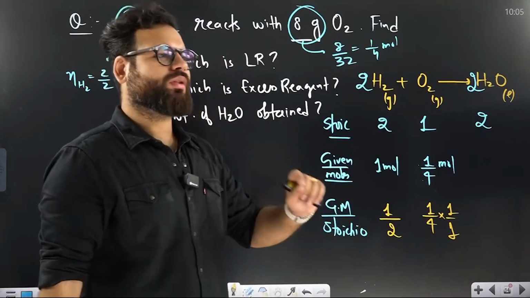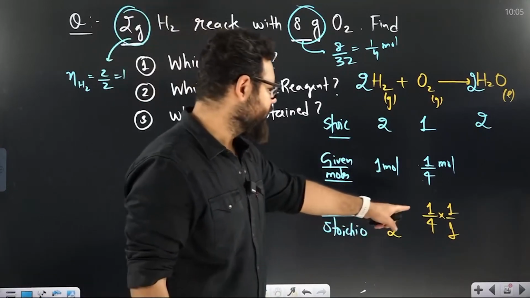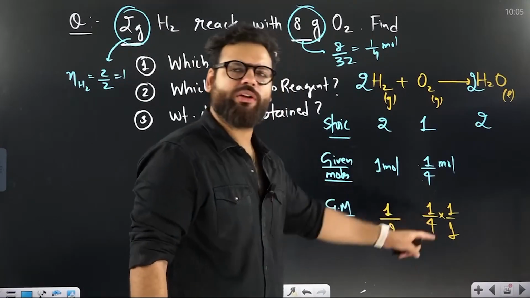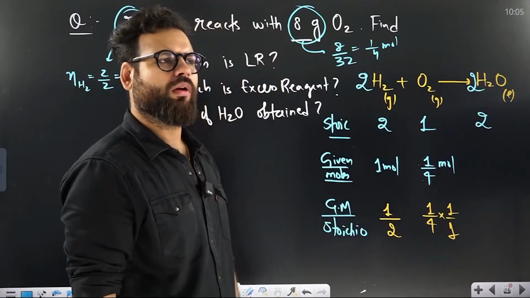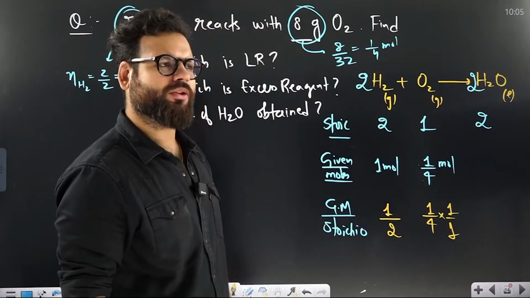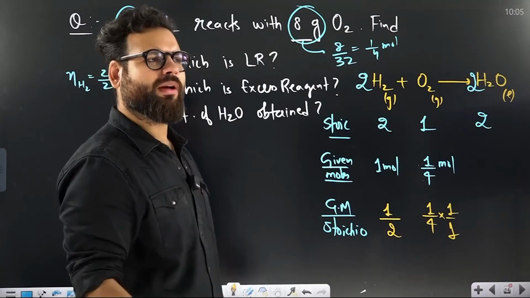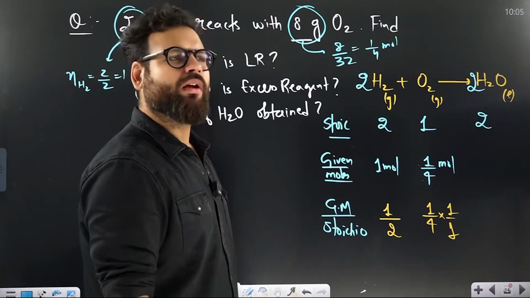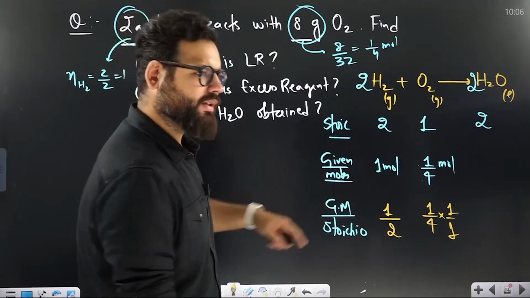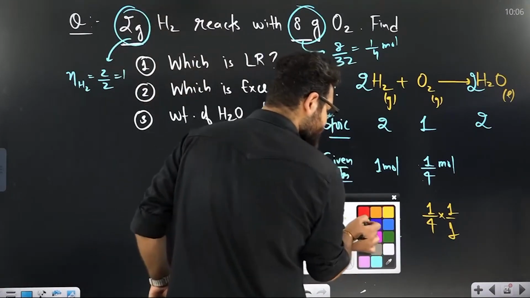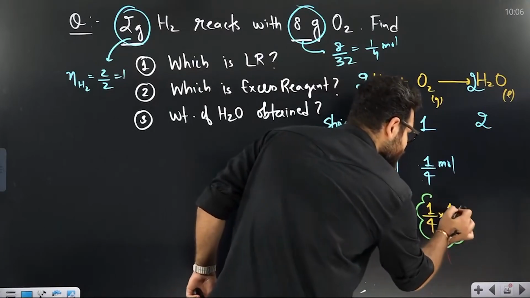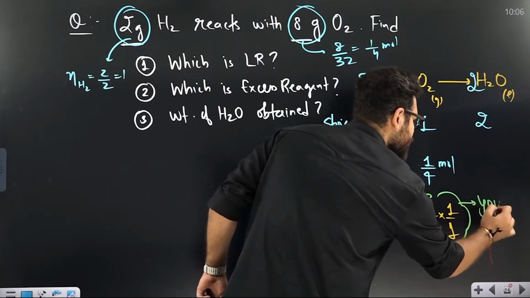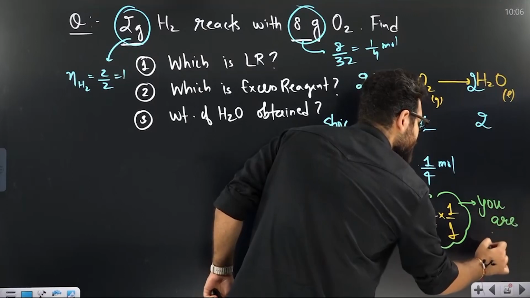Okay. Now can you see that 1 by 2 is large, 1 by 4 is small number? 1 by 4 is small number, yes or no? Don't delete the chat, let it be. Yes. So just circle it, saying that you are the small number, you are the limiting reagent.